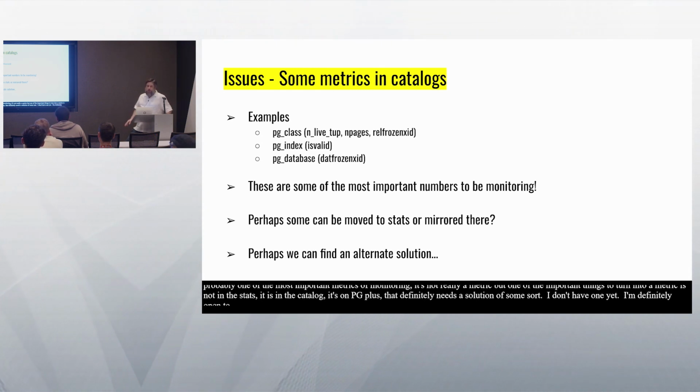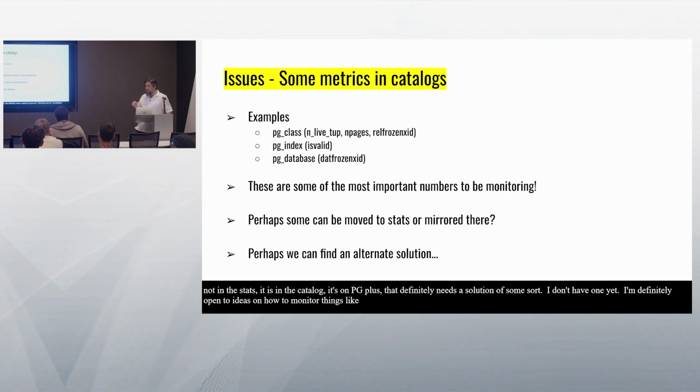Some of them we can probably move over to the stats or mirror in the stats. Like, here the authoritative data is in the catalog, but here's a metric that's tracking it. Something like that.